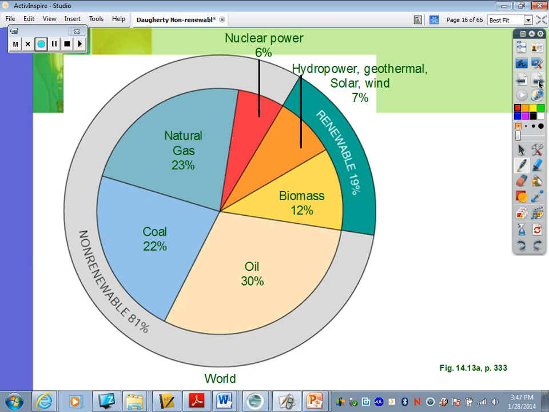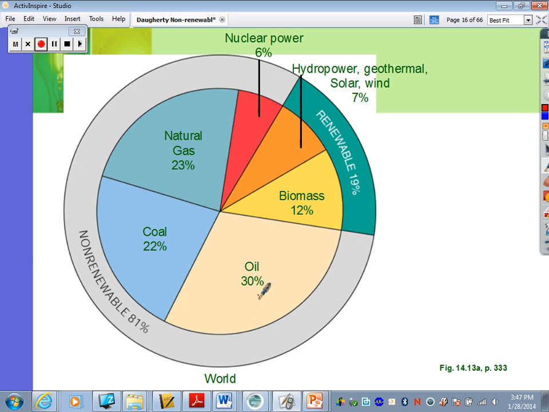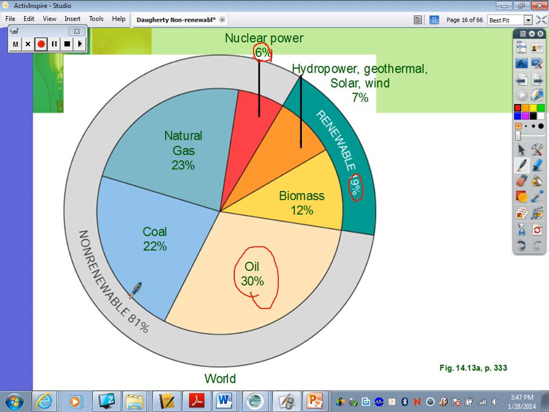Okay, this graph shows us a breakdown of which types of energy we use most worldwide. Oil is the big winner here with 30% use, and then it looks like natural gas and coal are almost tied for second. Your renewable piece of the pie makes up about 19% worldwide. Nuclear power is just a small percentage of our total energy. So that's the world breakdown. Again, mostly non-renewable, just a little over 80%.